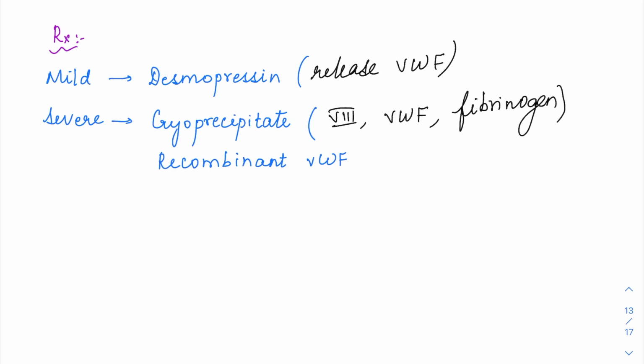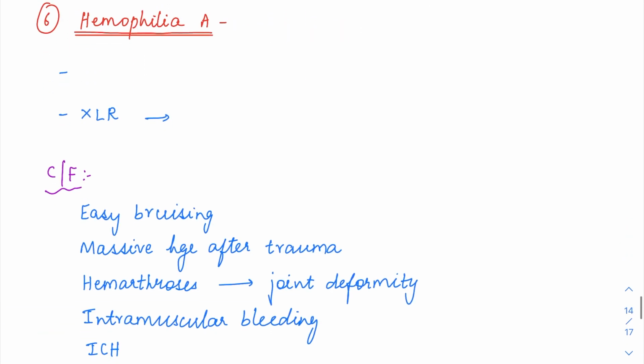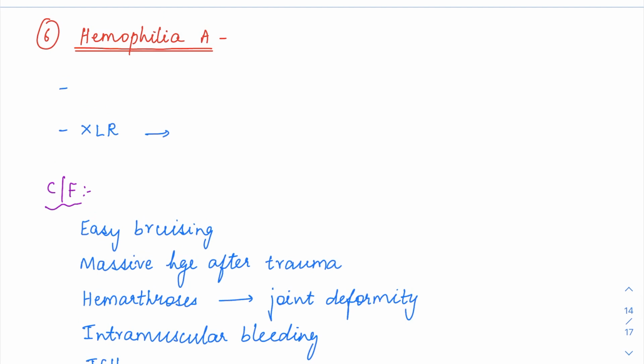Other than that, in a severe disease, you will have to give recombinant von Willebrand factor only. So it is a drug kind of thing, a recombinant von Willebrand factor. So now we have seen about the various platelet function and the platelet number deficiencies.